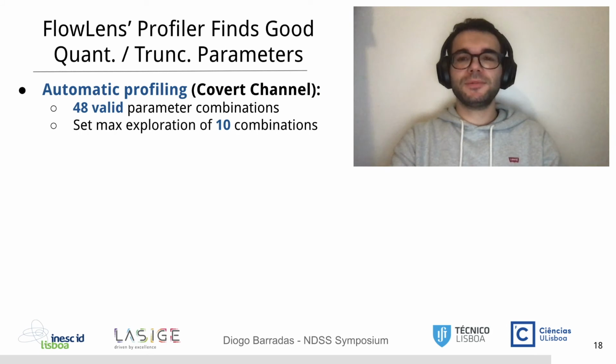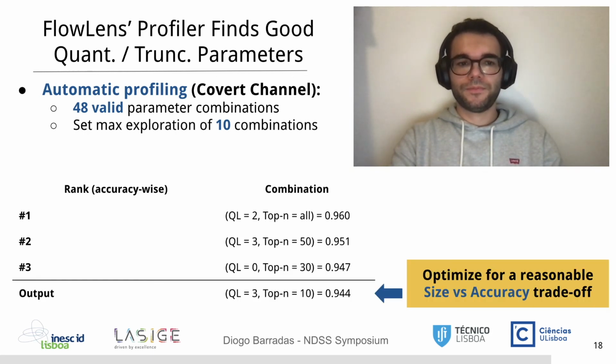We can also see that FlowLens is able to achieve good quantization and truncation parameters. For instance, in the covert channel use case, we had 48 valid parameter configurations. By using our automatic profiler and setting a maximum exploration of 10 combinations, we actually obtained the results below. We can see that our profiler is able to optimize for a reasonable size and accuracy trade-off of the flow marker, outputting a combination that has a flow marker of just 20 bytes and achieves an accuracy of 0.944, while other combinations explored by the profiler could achieve a better accuracy, such as the first one, which would achieve 0.96 accuracy, but would also use a much larger flow marker.